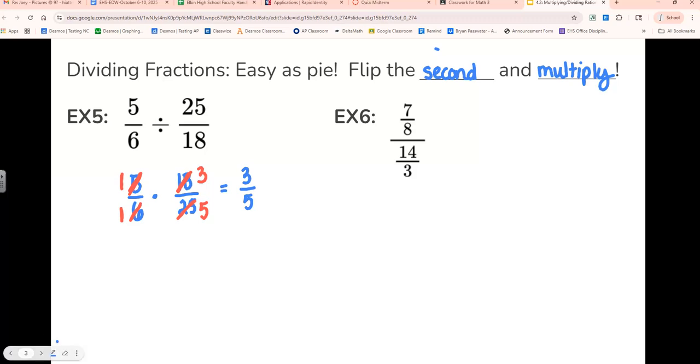Sometimes kids get thrown for a loop when they see one that looks like number 6. We call that a complex fraction. It's when you got fractions inside of fractions, right? It's like the nightmare of fractions for those of you that hate fractions already. But what it really is, it's just 7/8 divided by 14/3. Which fraction is the second? The bottom, right? So 7/8 stays the same. You change it to multiplication, and then you flip 14 over 3. So that's going to be 3 over 14.